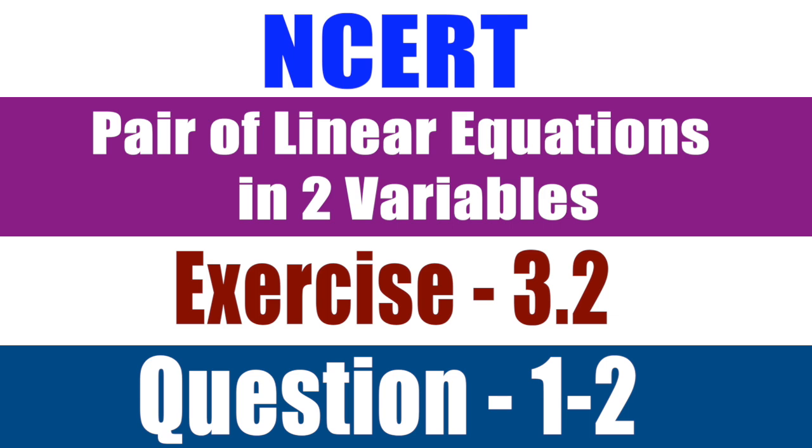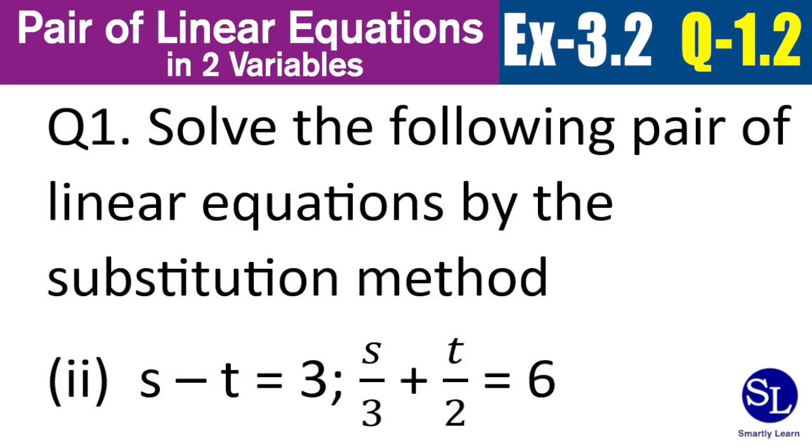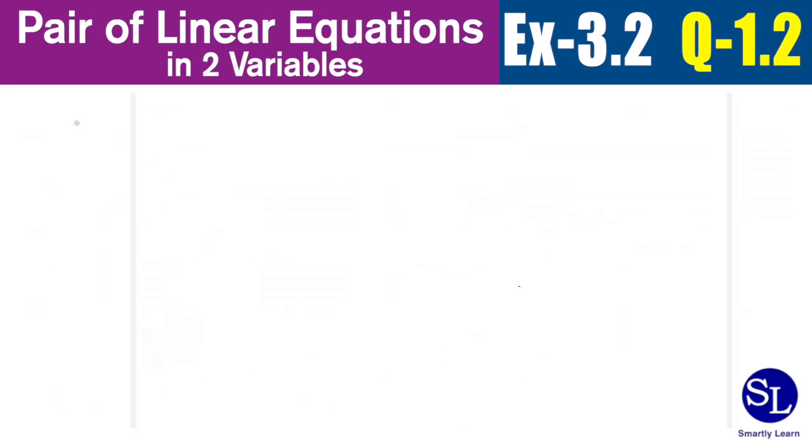In this video, we are going to solve the first question in exercise 3.2. We are looking at the second subdivision in that question. Now let's look at the numerical. Solve the following pair of linear equations by the substitution method. The equations are s minus t is equal to 3, s by 3 plus t by 2 is equal to 6. Let's note the equations. So s minus t is equal to 3, s by 3 plus t by 2 is equal to 6.